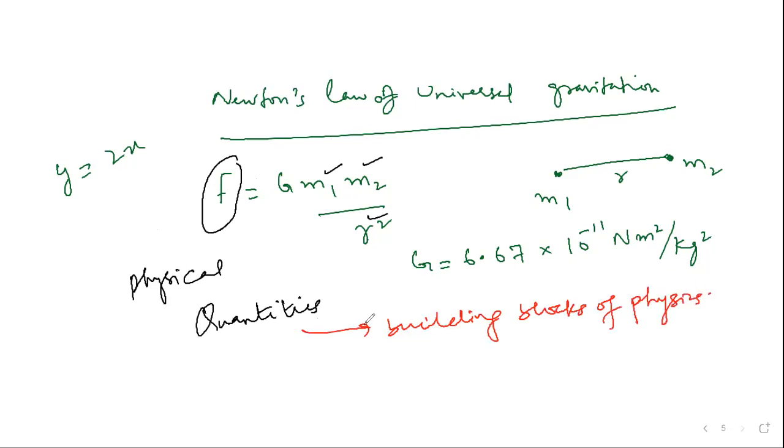How? Because by connecting these physical quantities, we construct laws of physics. Study of laws of nature, sorry, is the study of physics. We said the study of physics is the study of laws of nature. Laws of nature are simply equations expressing the relation between these physical quantities. So physical quantities are building blocks of physics.